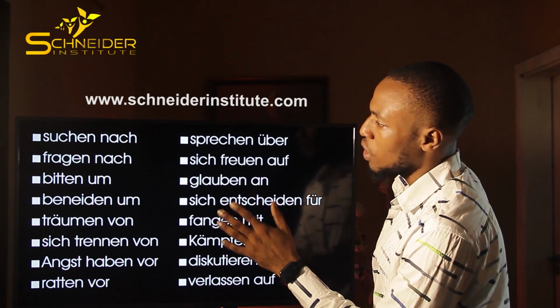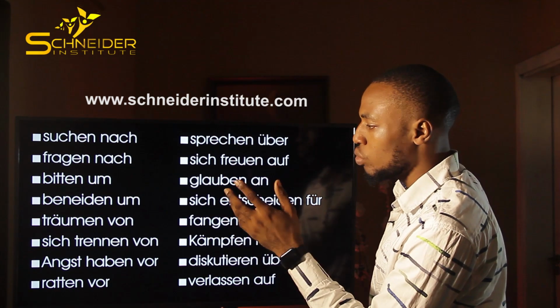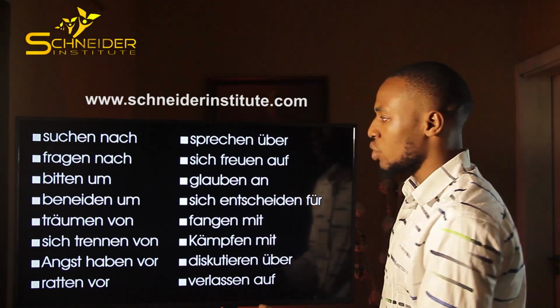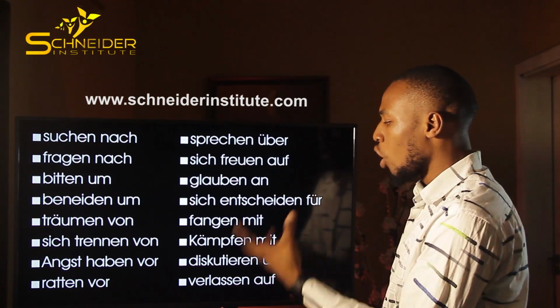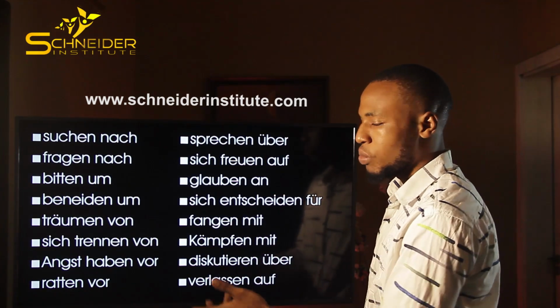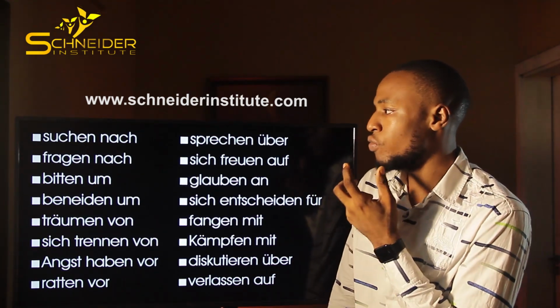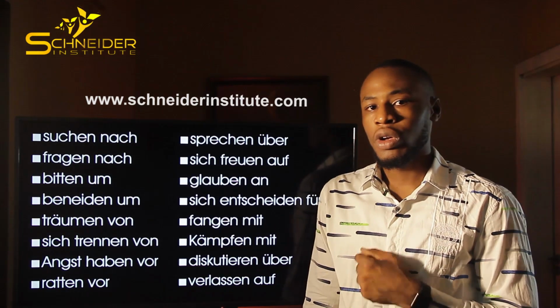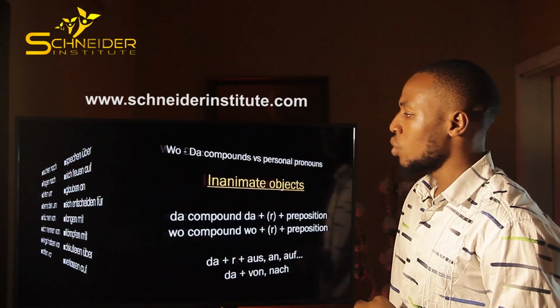Here I have a list of verbs. I have suchen nach, I have fragen nach, bitten um, beneiden um, träumen von. I've talked about this already in our previous class. Sprechen über, sich freuen auf, glauben an. All these are verbs and they have fixed prepositions. Recall I told you that there is no other way to learn the preposition that is fixed to a verb aside from memorizing the verbs. All right, so let's look at what we have here now.